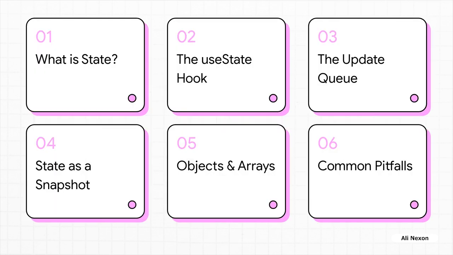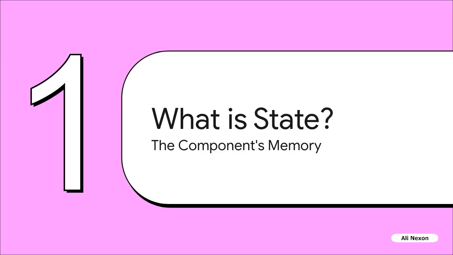So here's our game plan. We're going to start with what state actually is. Then we'll break down the useState hook itself. After that, we'll tackle the tricky parts, the update queue, and this idea of state as a snapshot. We'll also cover how to handle objects and arrays, and we'll wrap it all up with some common mistakes that, after this, you'll know exactly how to avoid. Let's do it.